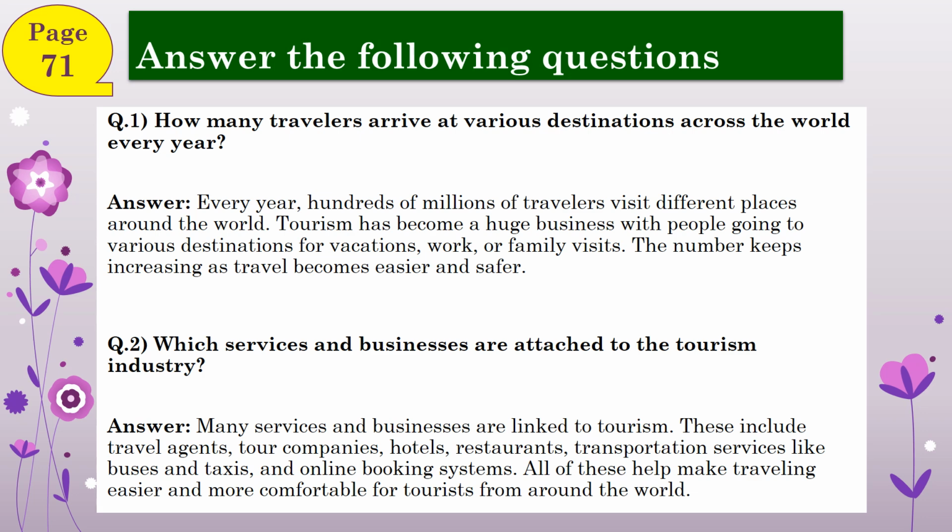Question 2. Which services and businesses are attached to the tourism industry? Answer. Many services and businesses are connected to tourism. These include travel agents, tour companies, hotels, restaurants, and transportation services like buses and taxis. Even online booking websites are part of this industry. All these services help make travel more comfortable, organized, and enjoyable for tourists. Pause the video if you need more time to write the answers. Ready? Let's move on to the next question.